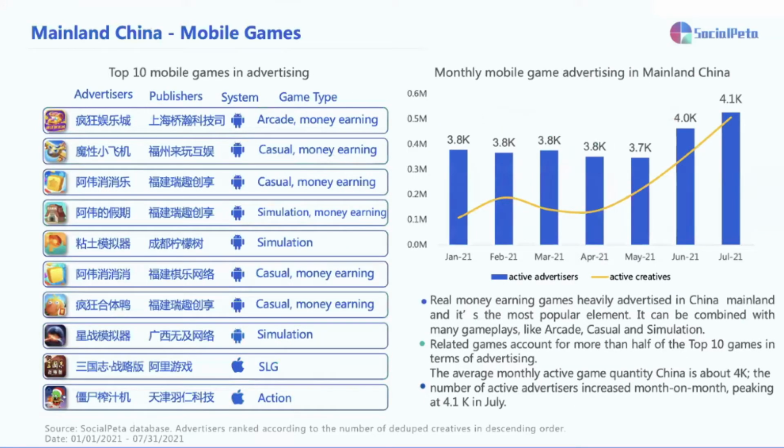Let's take a look at the situation in China mainland. For the gaming category, we can see from the chart that real game money earning is the most popular type, and it can be combined with many gameplays, like combining with simulation, arcade, or casual elements. And from this chart, we can see that half of many popular games in China have already involved a money earning element. And the monthly average active gaming advertisers is about 4,000.